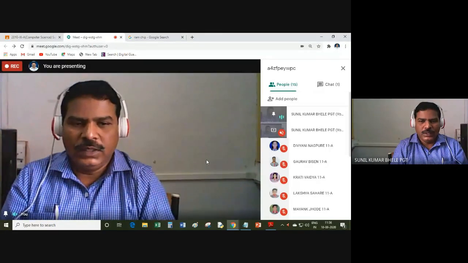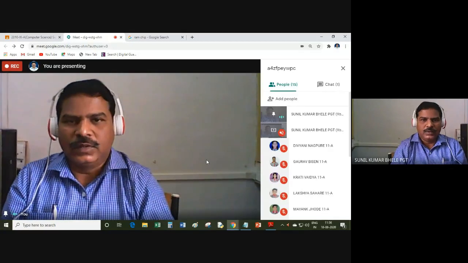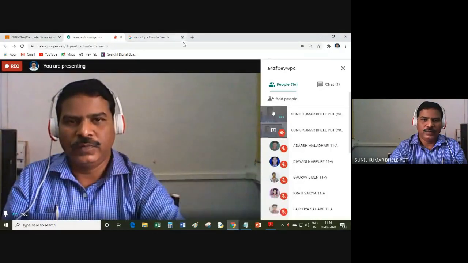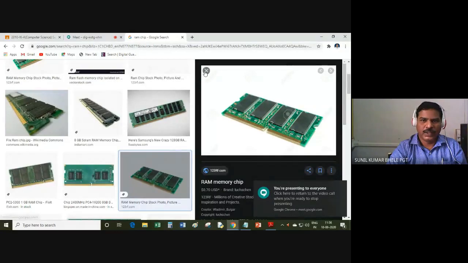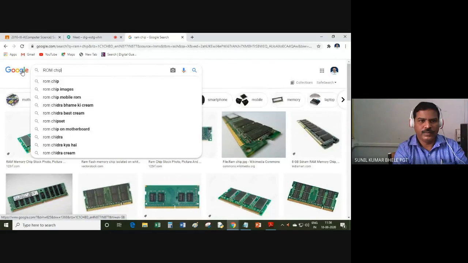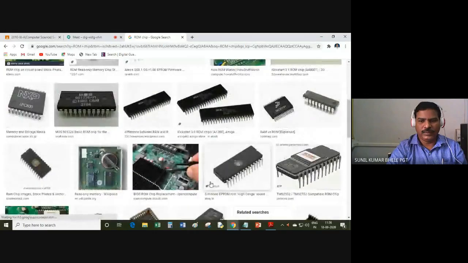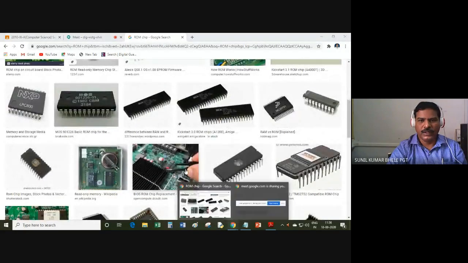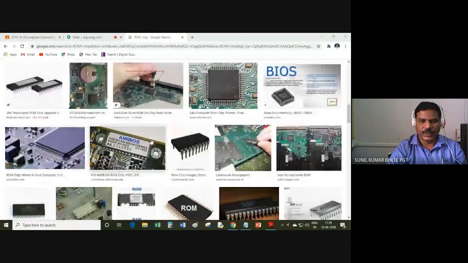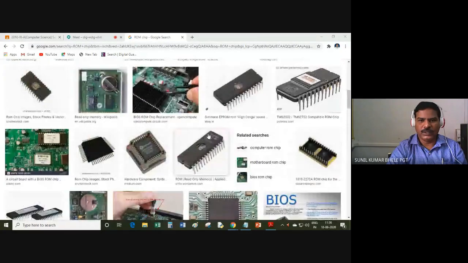If you want to see the ROM chip, I have shown you the RAM chip, now the ROM chip. ROM stands for read-only memory. I will show you how the ROM chip looks. Suppose I write ROM chip inside the Google search engine. You can see on the screen, these are the ROM chips. It is fixed on the motherboard. This is also called a BIOS chip, basic input output chip. So this is called a ROM chip.